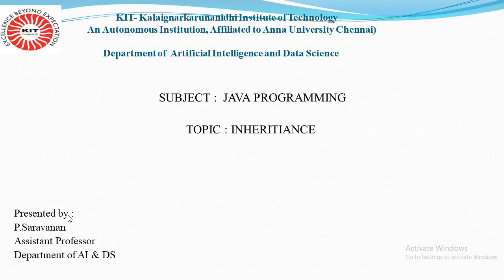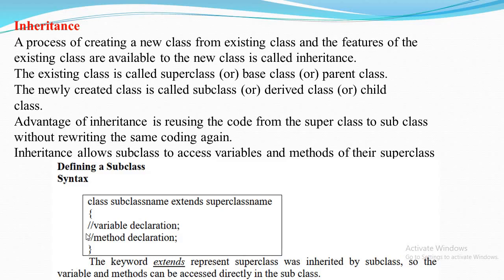So in this session, we will explore one of the core concepts of object-oriented programming, inheritance. Inheritance is a process of creating a new class from an existing class, and the features of the existing class are available to the new class. This is called inheritance.